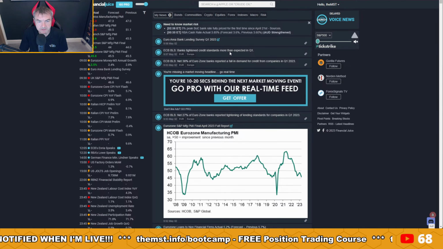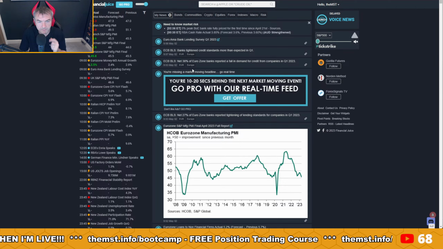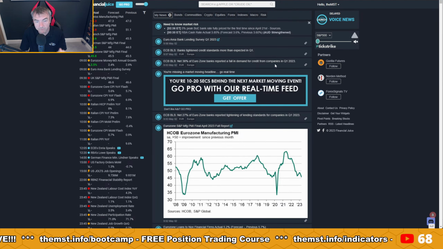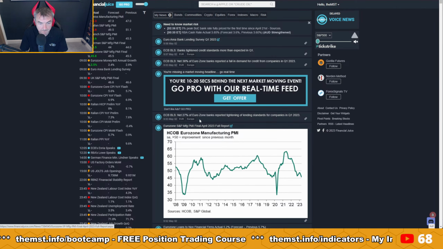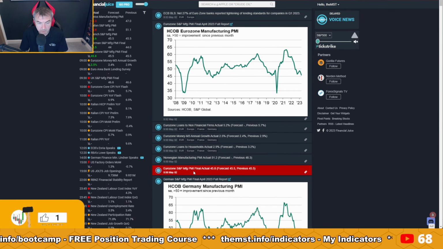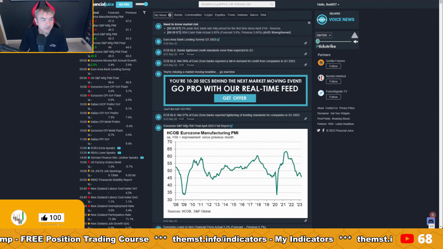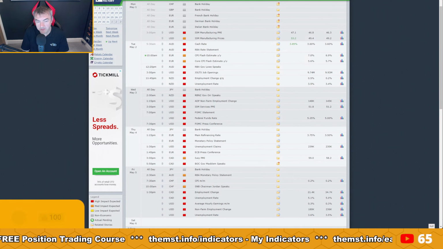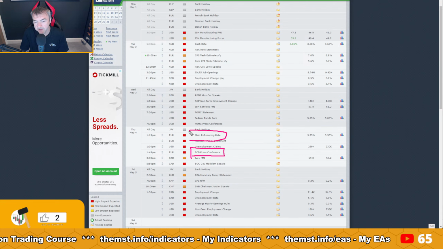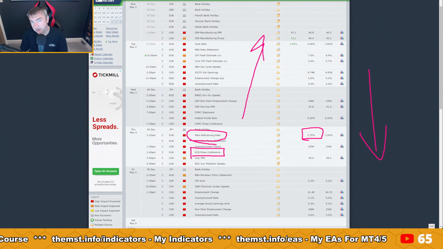Banks tightened credit standards more than expected in Q1. 38% of Eurozone banks reported a fall in demand for credit from companies in Q1 as well. So that was the S&P news probably that caused that drop. But bear in mind, obviously, on Thursday we've got the Euro news coming up, the ECB press conference and the finance rate. So if the Euro pumps, the DAX will probably dump.